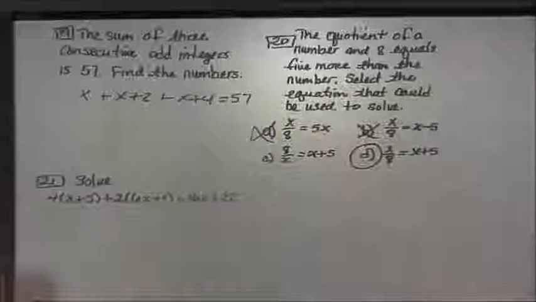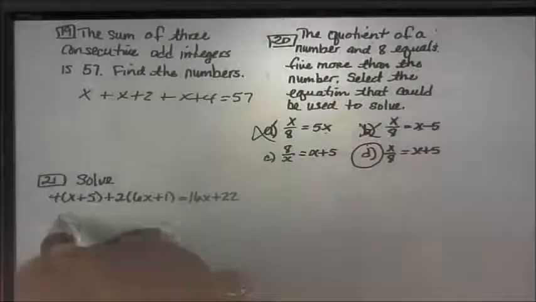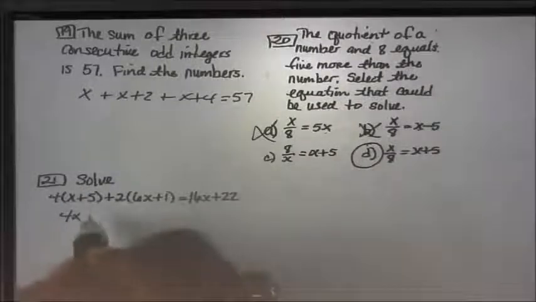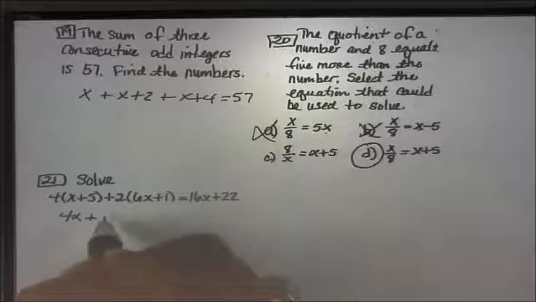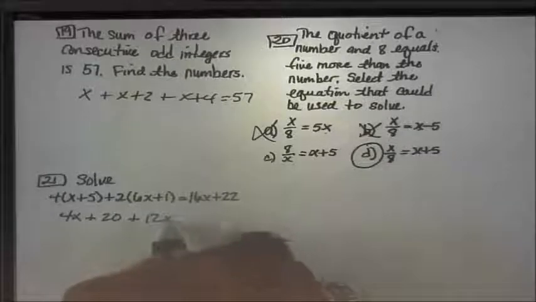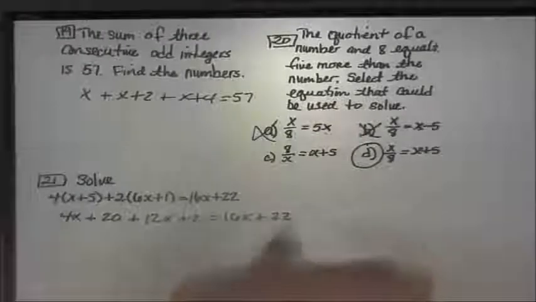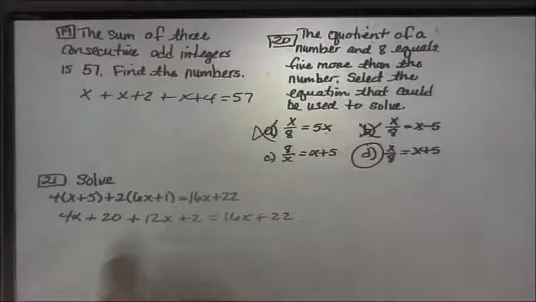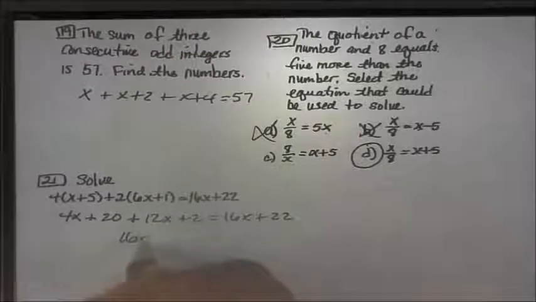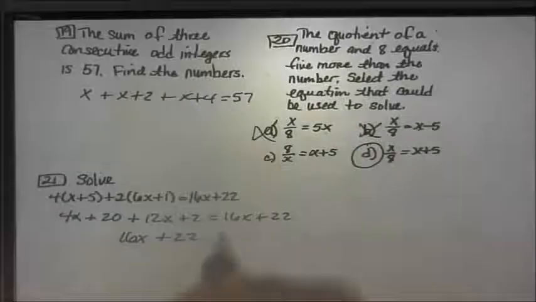Then we have 21. It says solve. What's your answer there? All real numbers. So when we distribute, you got 4x, right? Plus, plus, and then you combine like terms and you got your 16x, do you agree? And 20 plus 2 is 22.